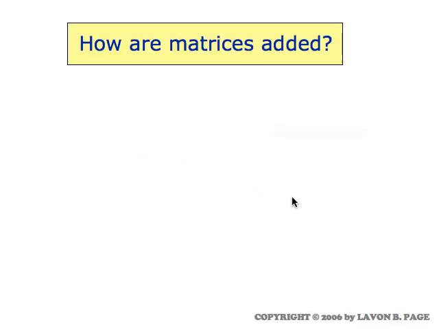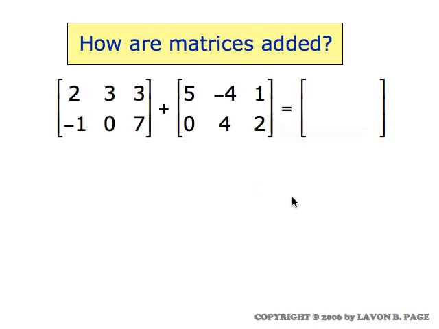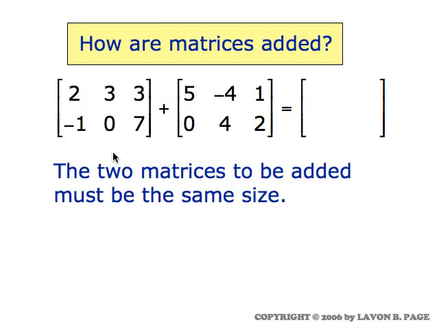The way that matrices are added is exactly what you would guess. Here we have 2 matrices. Notice that these matrices are the same size. Each has 2 rows and 3 columns. And that's a cardinal rule. If you're going to add matrices, the matrices have to be the same size. That is, the same number of rows and the same number of columns.